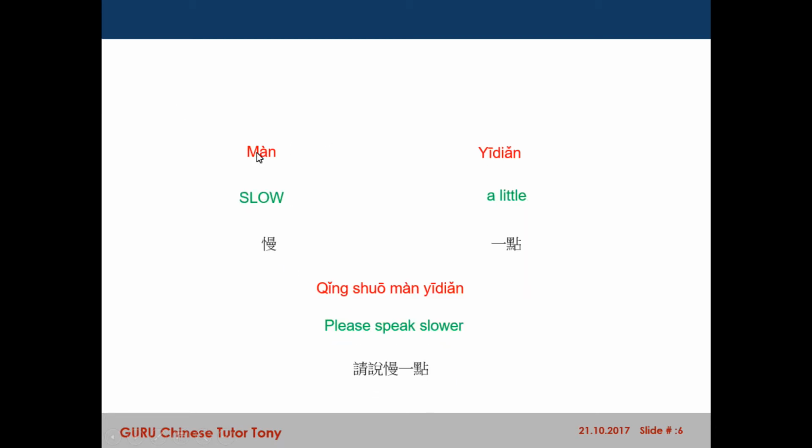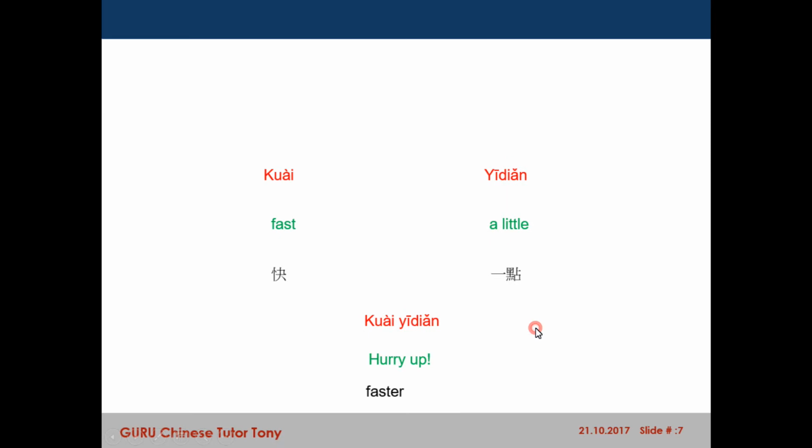Okay, 慢 means slow. 一点 is a little. In Spanish it is poquito. So 请说慢一点, please speak slowly, a little bit. So when you want to ask people to slow down their speaking speed, you just say 请说慢一点, please speak slower, I cannot catch you.